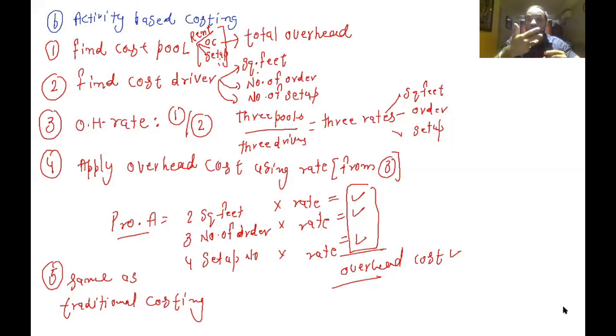So these activities could be 2, 3, 4, 5, like I explained, 3 pools, 3 drivers. It means 3 different activities are involved. So using 3 rates, we calculate the overhead and add them all. That's your overhead. All right, understand? Yes or no?